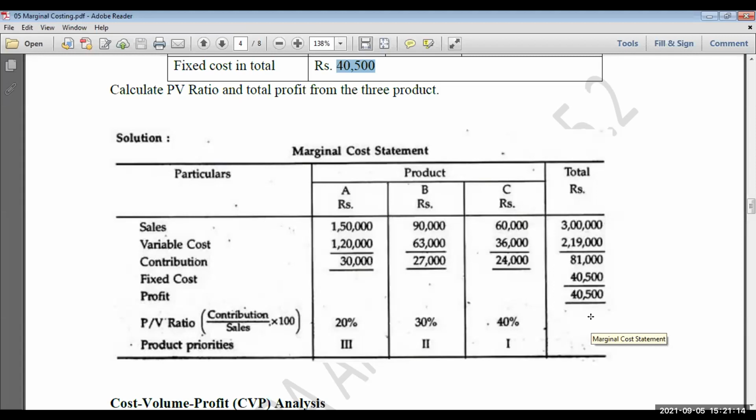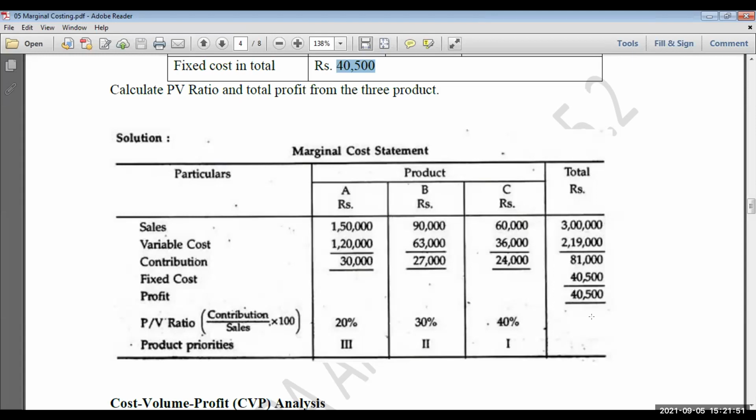Check it, is it correct? 30,000 divided by 1,50,000. That's equal to 20%. Similar way, 27,000 is the contribution for product B, divided by the sales of 90,000, equal to 30%. Then 24,000 contribution divided by product C, 60,000 sales. That's equal to 40%.